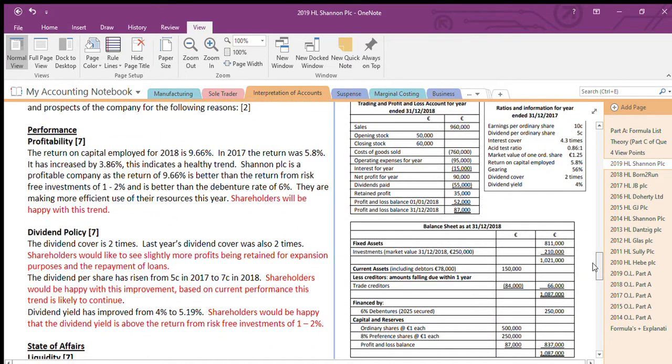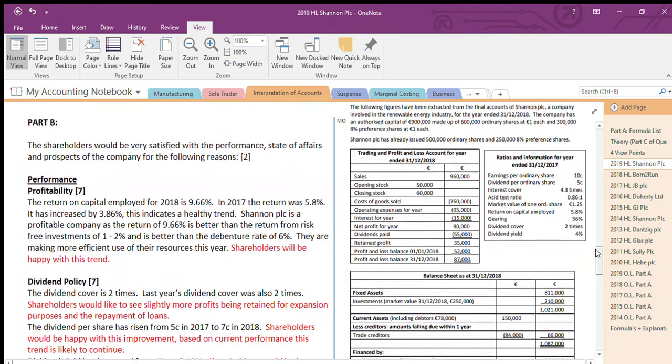And the only thing that changes is whether you're happy or not with how they're doing, based on what numbers you get from the formulas. So again, if you know how to calculate the formulas, you're able to get these figures and then you're just commenting. So I'm going to quickly talk through it in a second.